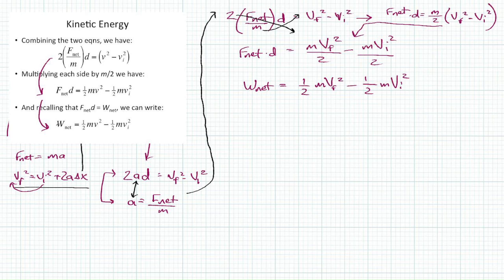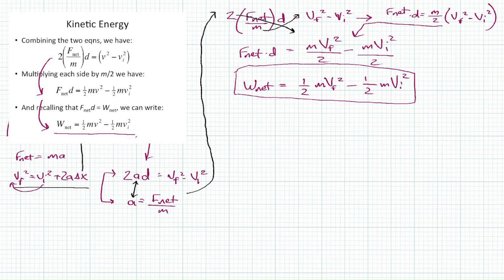We substituted F net over m for a, and we took the 2 and the m and we distributed it to the other side, and we have an equation that looks like this right here. Net work on an object is 1/2 mv final squared minus 1/2 mv initial squared. And that's what we have right here down at the bottom of that page.